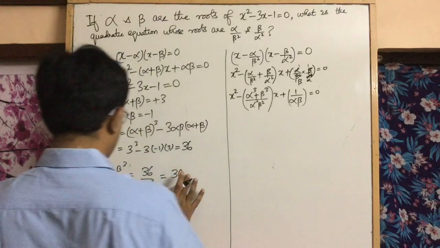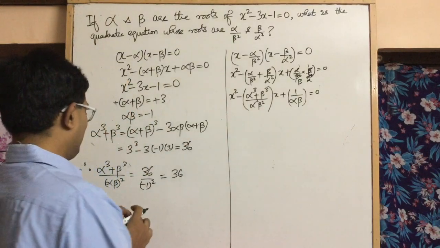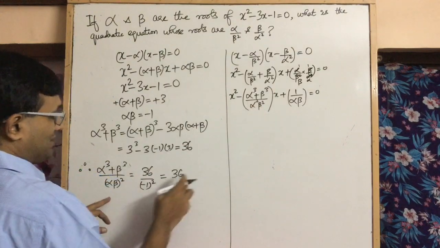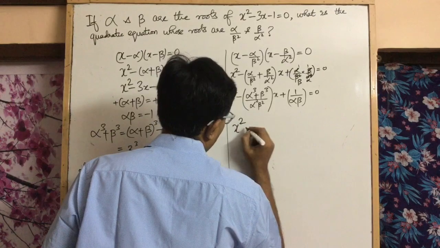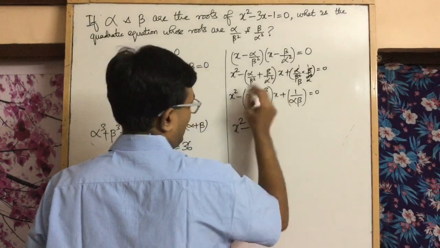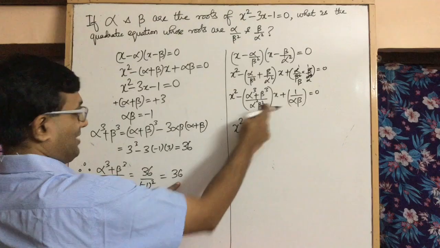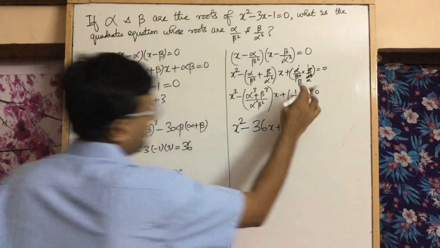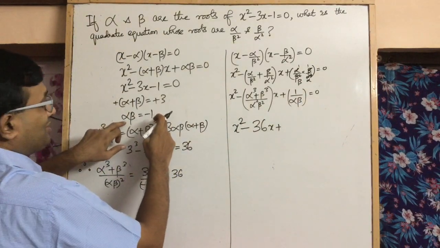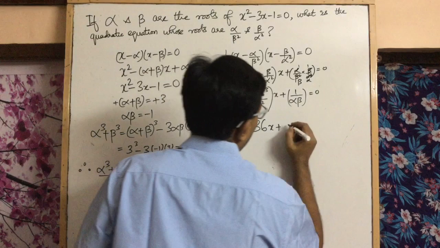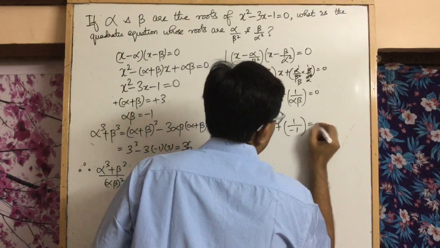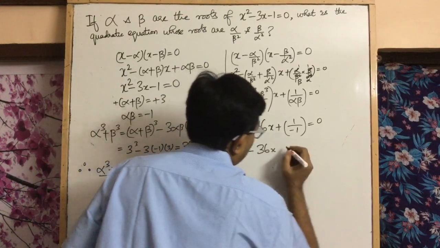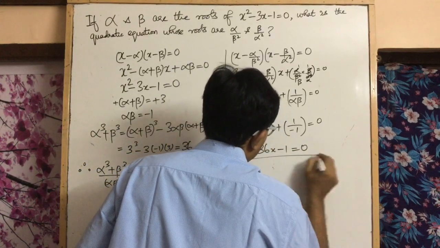Now we plug this back into this equation, right? We substitute for alpha cube plus beta cube divided by alpha squared times beta squared. That is simply 36. So the required equation is x squared, this value minus this value, is 36 from here. We just plug this value in here: minus 36 times x plus the reciprocal of alpha beta. Alpha beta is minus 1, so its reciprocal would be 1 divided by minus 1. This is equal to 0. Or if we simplify this, we would get x squared minus 36x minus 1 is equal to 0.